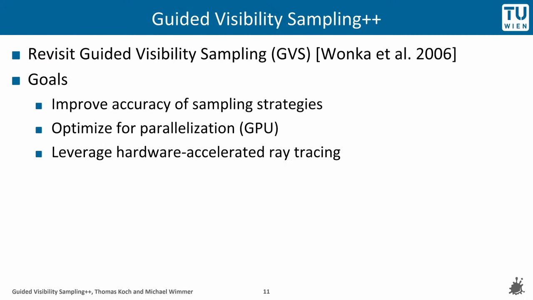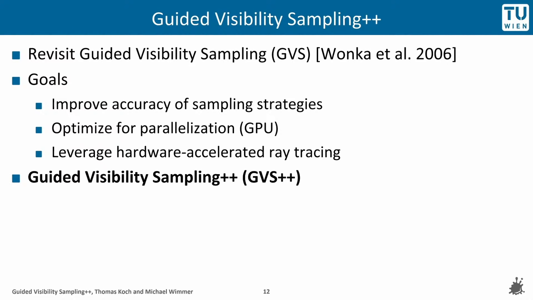Our goals were to improve the accuracy of the used sampling strategies and to optimize this algorithm for parallelization on the GPU. And for this, we are leveraging hardware-accelerated ray tracing. The result is a new method called Guided Visibility Sampling++. I'll first show GVS and its shortcomings, and then our approach.